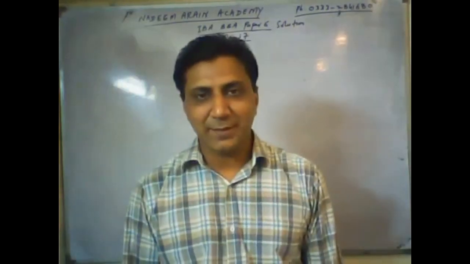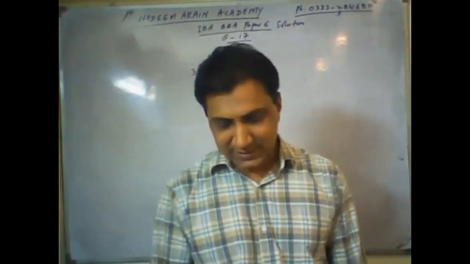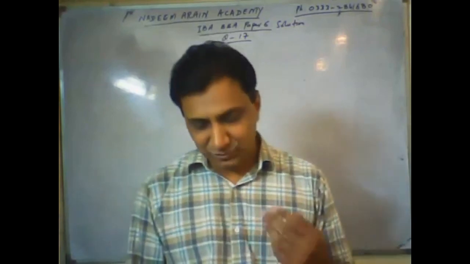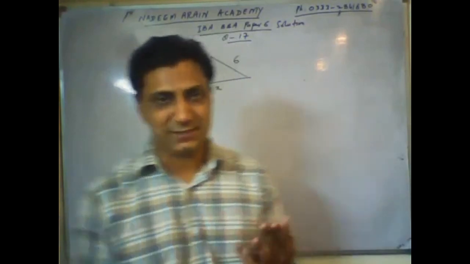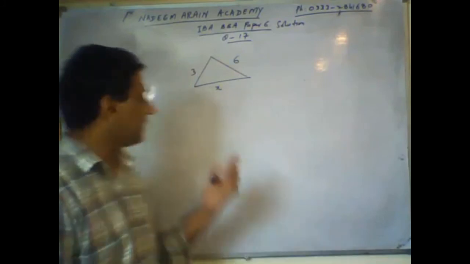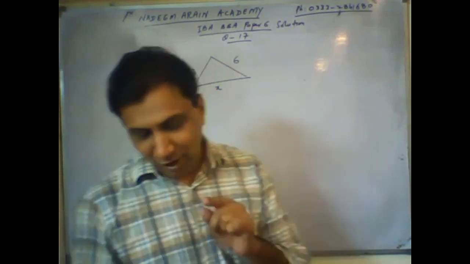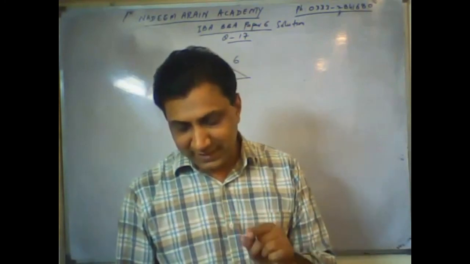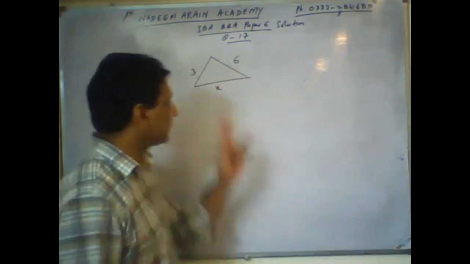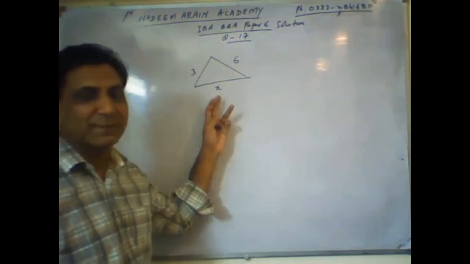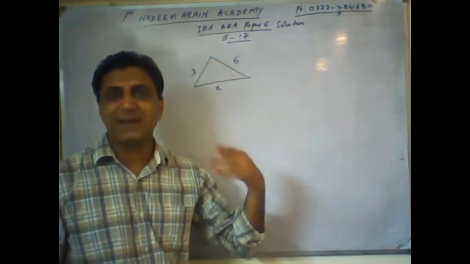Question number 17 from IBA past paper 6. The question says we are given a triangle having three sides, x, 3 and 6. We need to tell what is the value of x. That should be an integral value, because the question says how many such triangles are possible with x being a positive integer. So it should be a positive integer. Integers cannot be a fractional value, a decimal value.